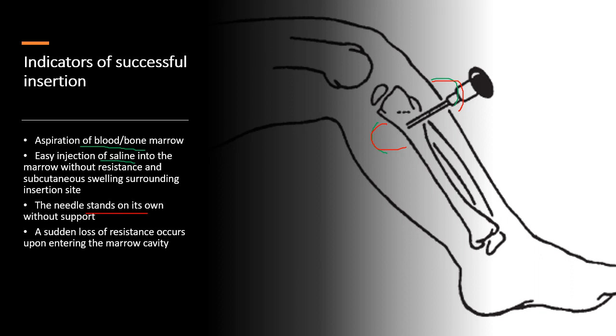The sudden loss of resistance when you enter the marrow cavity in itself is a good indicator that you have entered the marrow space successfully. So these are the indicators for successful insertion. So you enter, you feel the giveaway, you leave the needle, it stands on its own. When you aspirate, you get blood or bone marrow, and when you inject something, it goes into the venous plexus and not into the surrounding tissue.